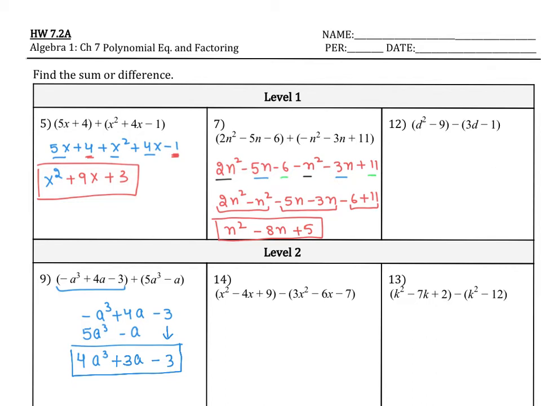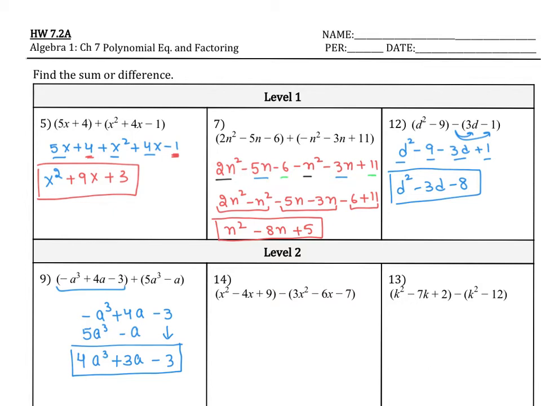For number 12, I'm going to rewrite this by distributing the negative inside. So I get here negative 3d plus 1. We're going to write d squared as it is because we cannot combine it with any other term. Negative 3d, and then we're going to combine negative 9 plus 1, that is negative 8. So the answer is d squared minus 3d minus 8.